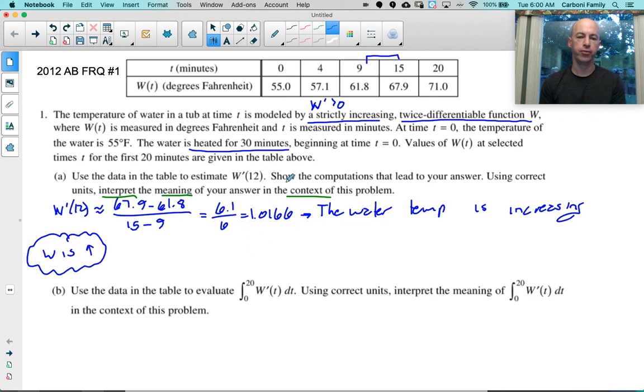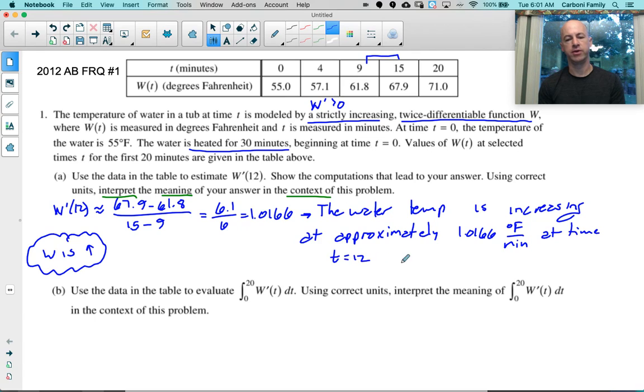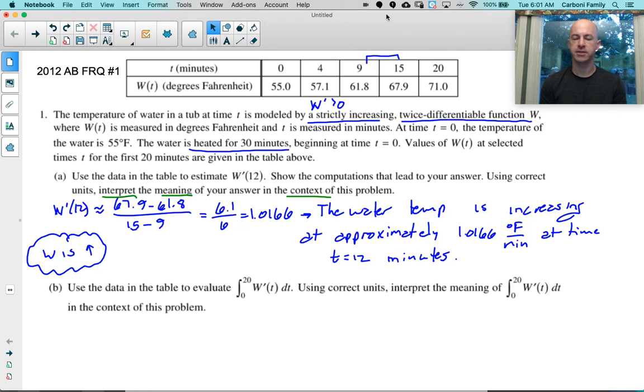And now we have to restate the numbers involved. Specifically the time t equals 12 and the answer of 1.0166. So using correct units, the water temperature is increasing at, and I'm going to say approximately because this was an approximation. If you leave the approximately part out, I believe they would still give you credit. However, this is an approximation, so the water temp is increasing at approximately 1.0166. And for the units, in the numerator, we subtracted degrees Fahrenheit. And in the denominator, we did 15 minus 9, which is minutes. So there is your unit, 1.0166 degrees Fahrenheit per minute at time, and you restate the time as well, t equals 12 minutes. So some crap writing there, but there is your explanation in the context of the problem.